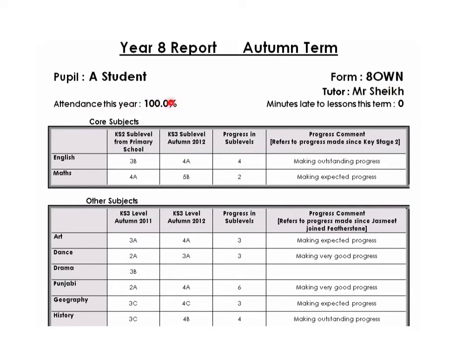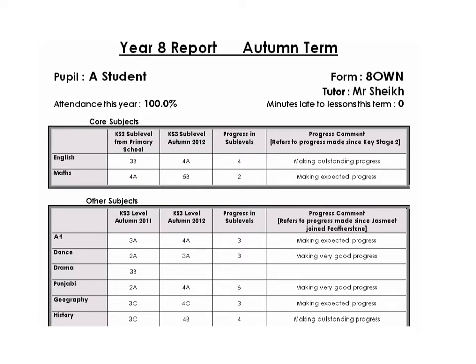This particular student's done very well with 100%, and no minutes at all late to their lessons. Obviously, that will vary from one child to another. So the two core subjects that we report on from the primary school sub-levels are English and Maths. And we can see the student had a teacher assessed level of 3B and a teacher assessed level of 4A in English and Maths respectively.